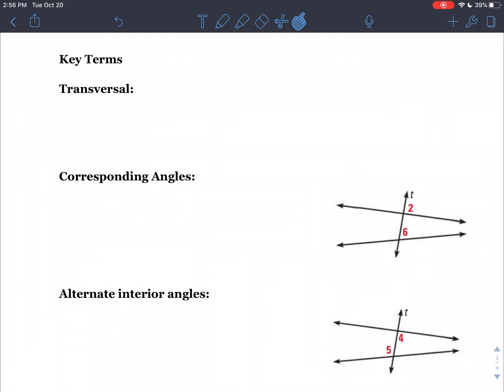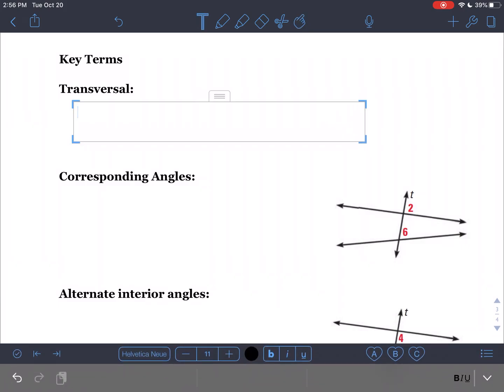All right, now we're getting into the really important key terms in this chapter. So first off, there's this word. It's called a transversal. And a transversal is a line that intersects two or more coplanar lines at different points. So it's a line that intersects two or more other lines, okay?